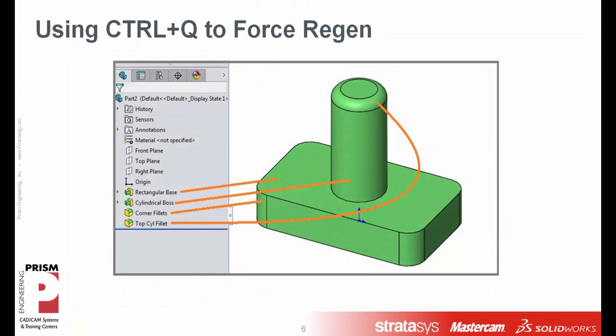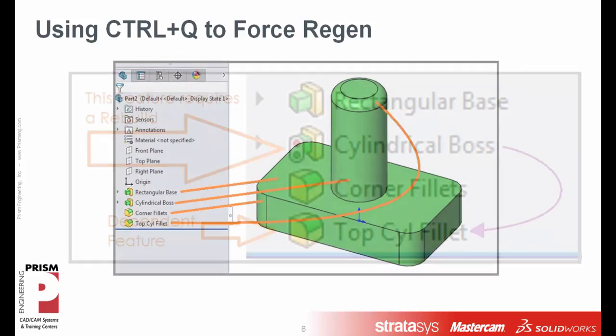So the model that I'm going to show you in a moment here is a SolidWorks model with just 4 features: a rectangular base and then a cylindrical boss. Then the corners are filleted on the rectangular base, and then finally the top of the cylindrical boss is filleted. And we're going to change the height of that cylindrical boss from 3 inches to 2 inches and simply press enter. We're not going to rebuild.